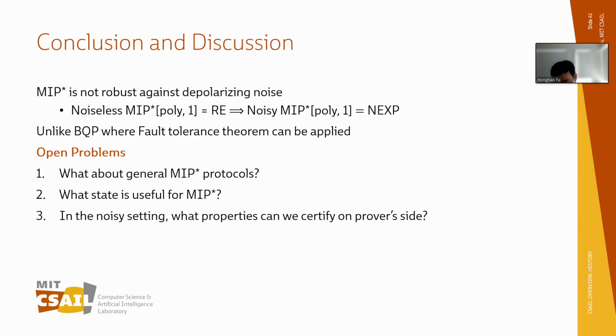And the third thing is that we want to ask what properties can we certify in the noisy setting, like physical properties. One simple explanation of why noisy EPR pairs are not useful for MIP star is that they cannot pass the self-test used in the MIP star protocol for RE. That's a very short answer. And then people have considered this noisy setting, and people have proved that you can certify some entanglement measure on the prover set. And we think it's interesting if we can extend on that to certify more properties in the noisy setting. And this concludes the talk, and thank you very much.